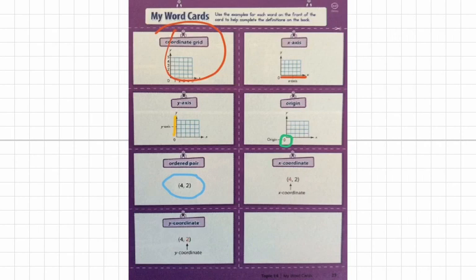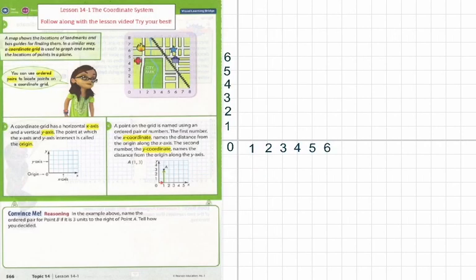Now, let's go back to 566. Okay, here we are. Now I want to read through this lesson, and it says, a map shows the location of landmarks and has guides for finding them. In a similar way, a coordinate grid is used to graph and name the locations of points in a plane. Okay, and a plane is really just a flat surface. So this girl here says you can use ordered pairs to locate points on a coordinate grid.